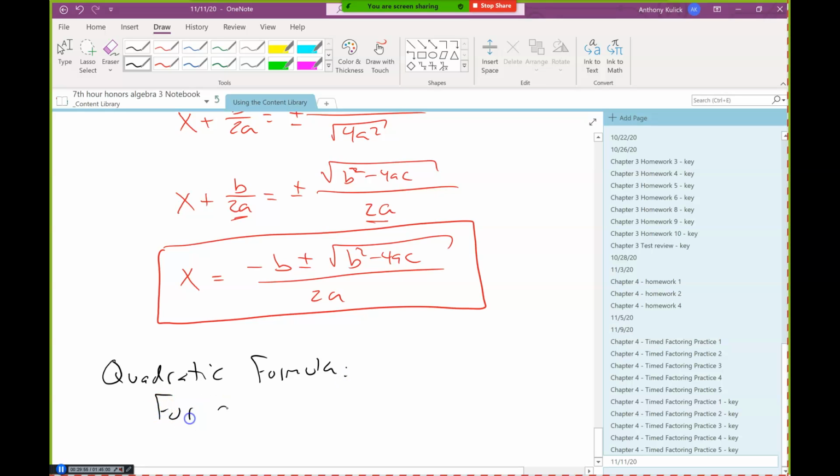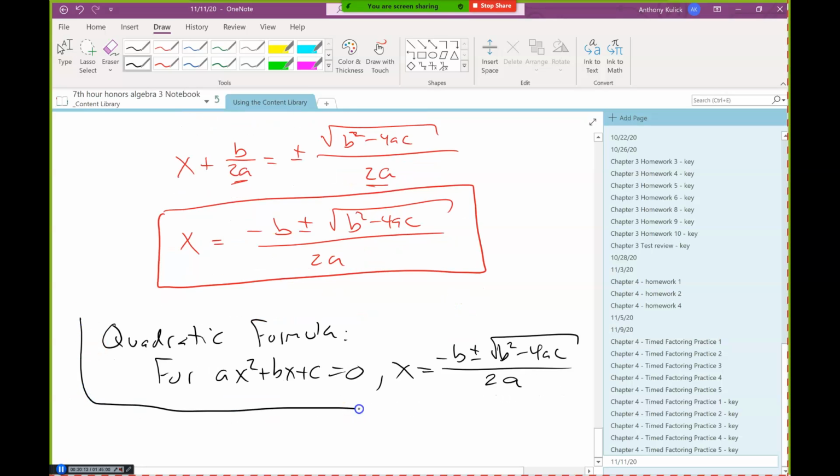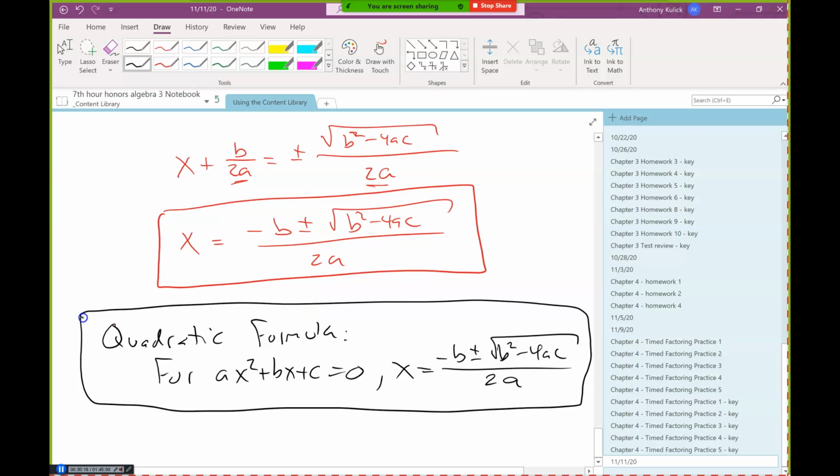Which says for ax squared plus bx plus c equal to 0, x is equal to negative b plus or minus the square root of b squared minus 4ac, all over 2 times a. So this is the result that we wanted.